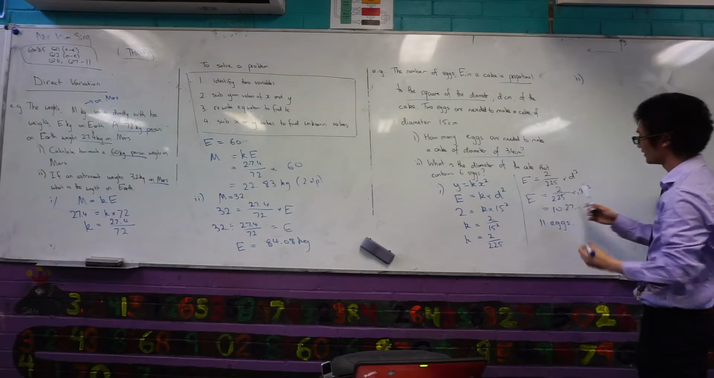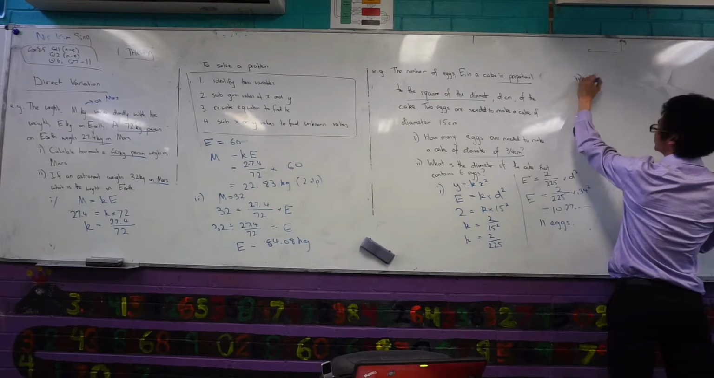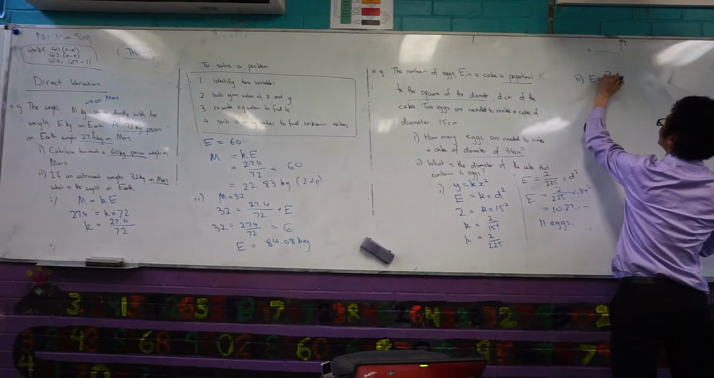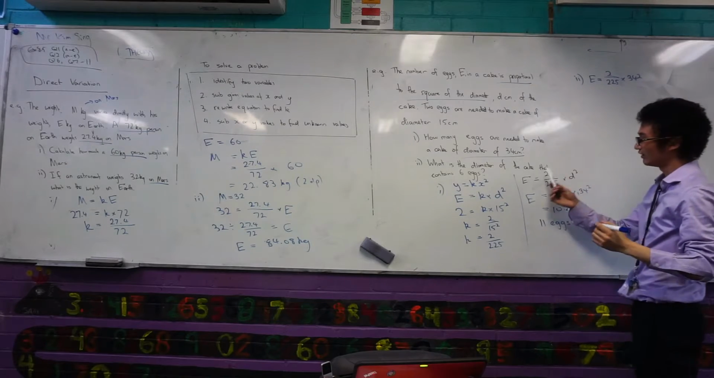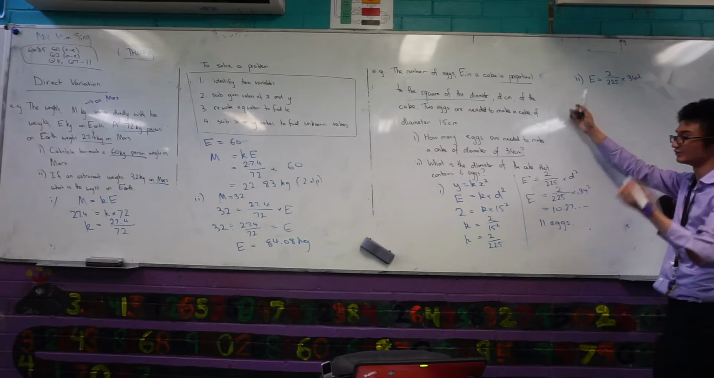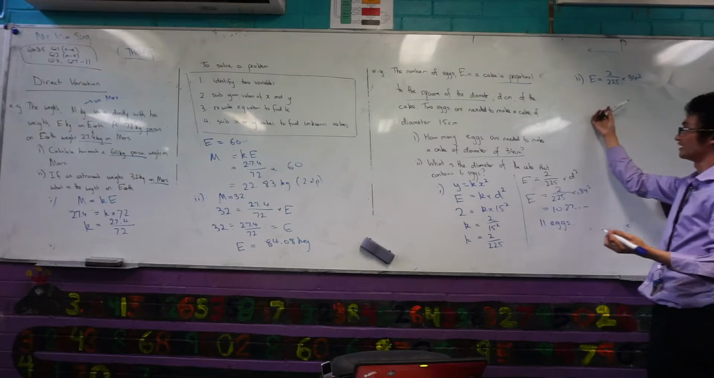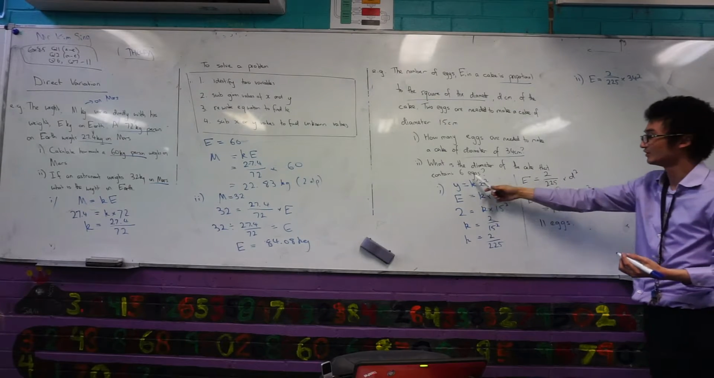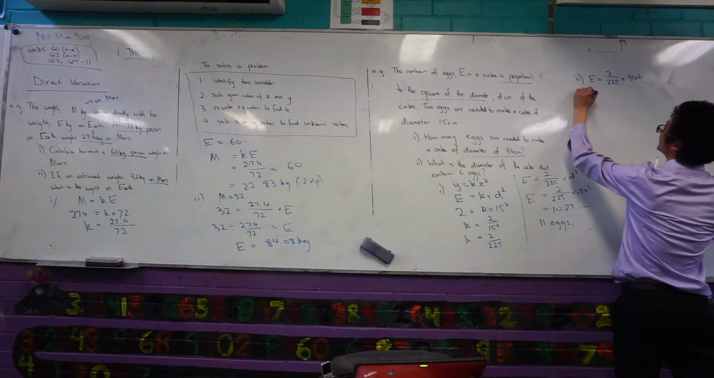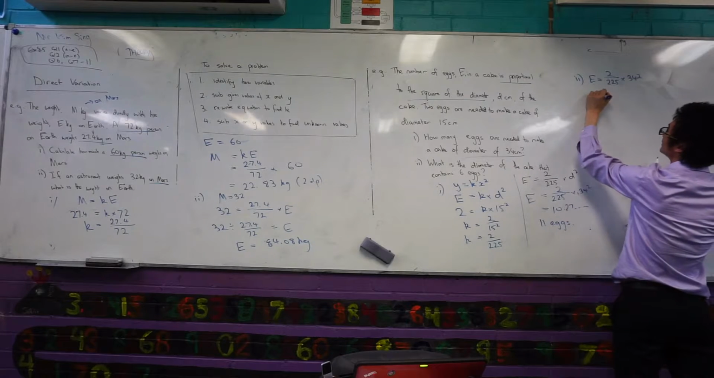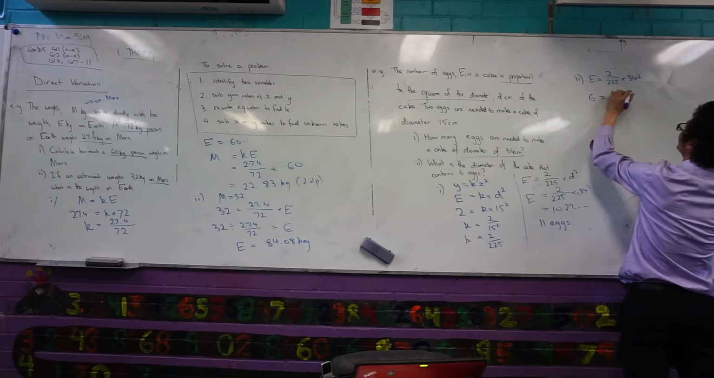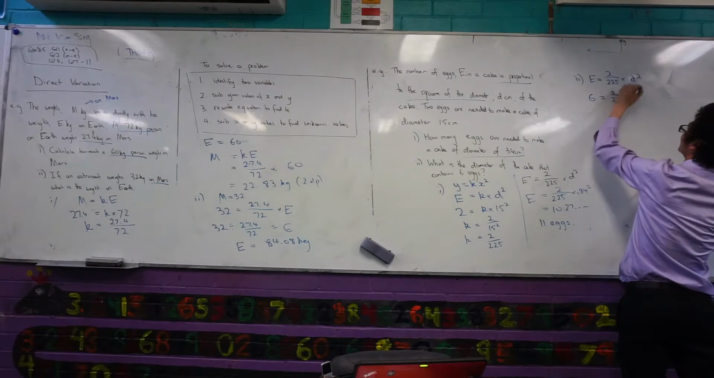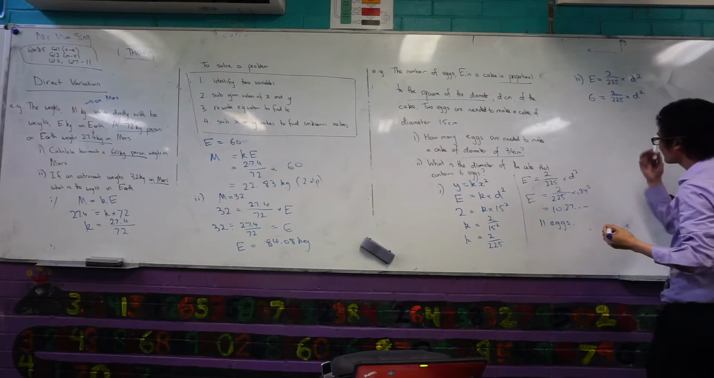Part 2: what is the diameter of a cake that contains 6 eggs? Same idea, I go back to my equation, E equals 2 over 225 times d squared. This time I know that E is going to equal 6, and I'm trying to find the diameter. So I replace E with 6: 6 equals 2 over 225 times D squared.